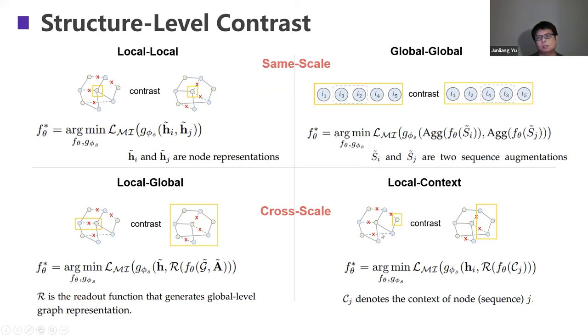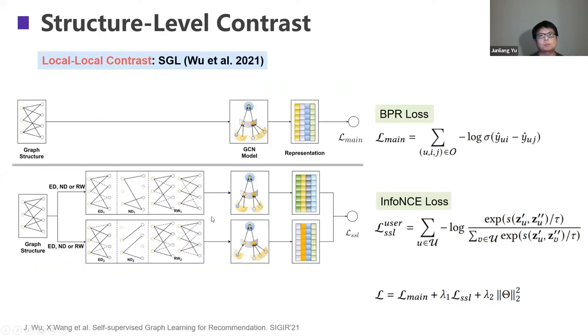Besides, we also have local to context contrast, where a subgraph is considered as the context of a node. And here we can also see some equations, and the loss estimates the mutual information between the two entities in the contrast. The goal of the learning is to maximize the mutual information between the two contrasted entities.